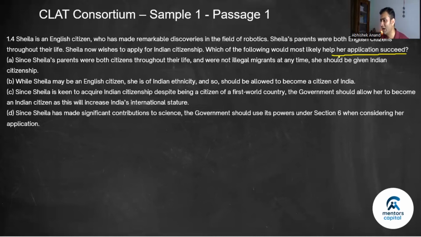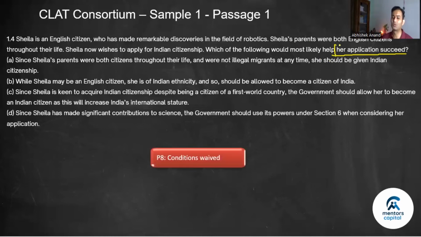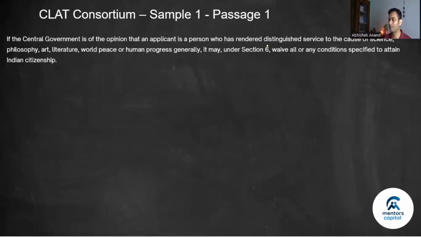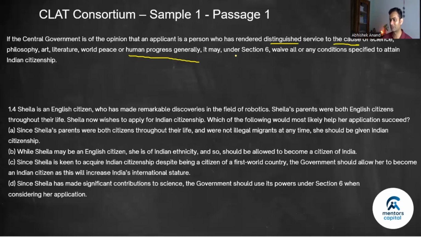The question is asking, how can her application succeed? So there is only one case in which her application can succeed: if she satisfies the conditions given in the last paragraph, or paragraph 8, which was distinguished service to the cause of whatever it is, or human progress generally. So if her work has done this, then she could be granted citizenship. Right? So which would be the answer in this case? D. Right? Everything else is not within the scope of the passage.